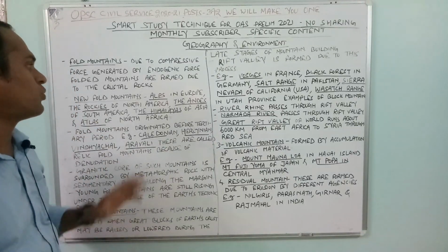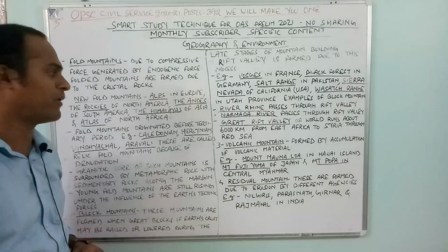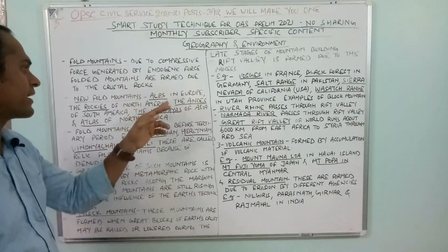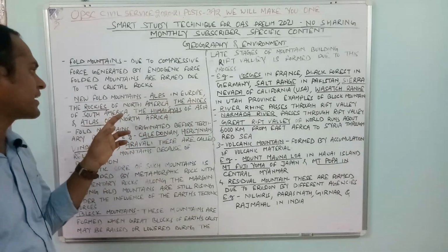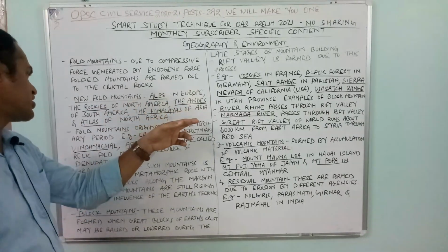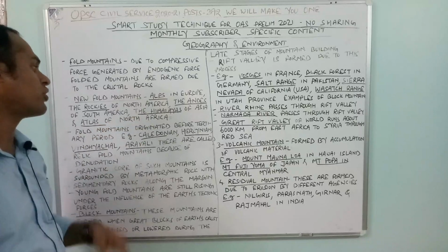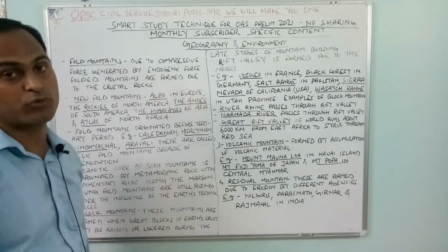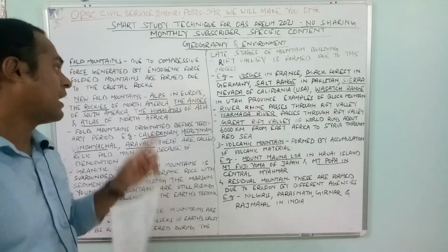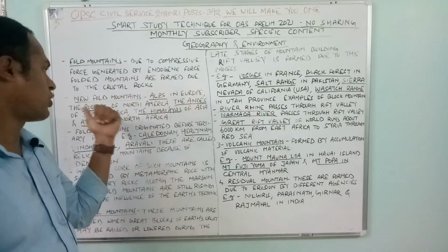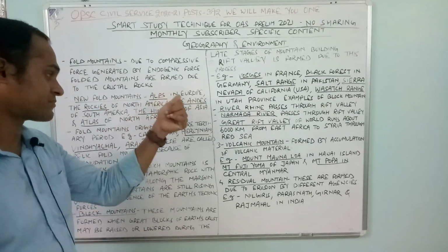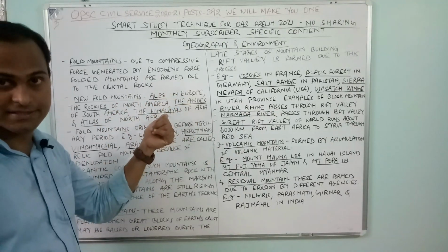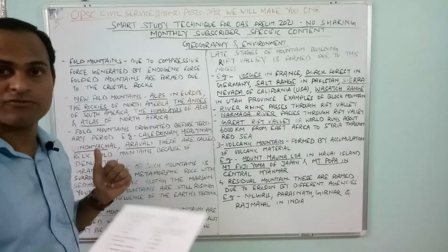New fold mountains. What are the examples of new fold mountains? Alps in Europe, Rockies of North America, the Andes of South America, the Himalayas of Asia, and Atlas of North Africa. All these mountains are new fold mountains. Remember this: Alps of Europe, Rockies of North America, Andes of South America, then Himalayas of Asia, and Atlas of Africa.